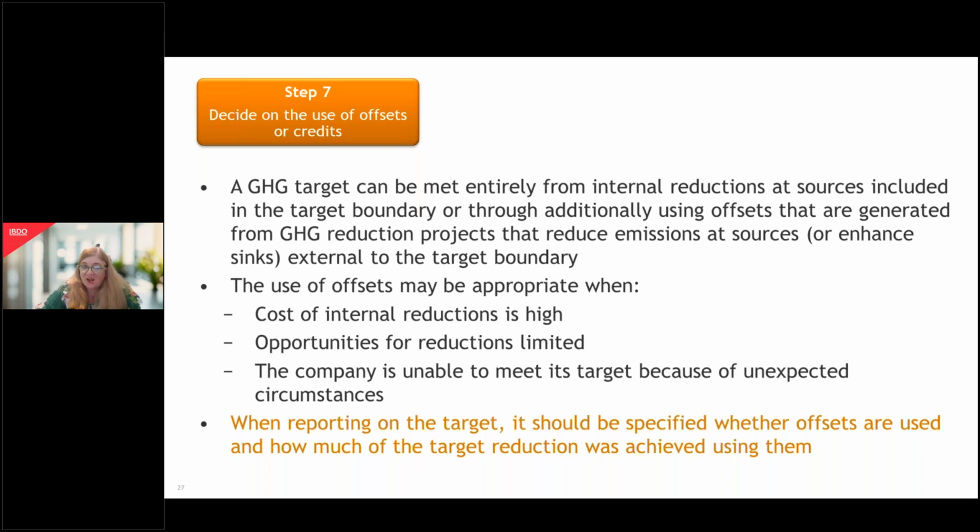When we report on a target, it should be specified where the offsets are used and how much of the target reduction was achieved by using offsets. So you would disclose your carbon footprint excluding any offsets. So this is my carbon footprint, and then below that, these are the offsets that I've purchased to get to a net footprint. And if you want to get to a net footprint of 0, if that's your target, you either have to get all your internal activities to be 0, or you have to say, this is my emissions, these are the offsets that I've used, and this is how I get to this net position of 0.